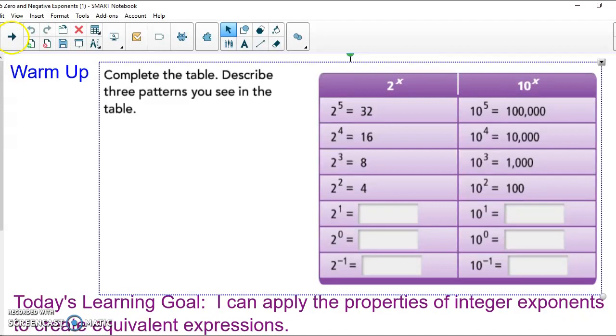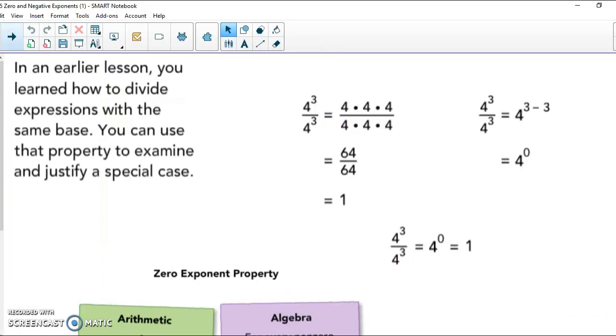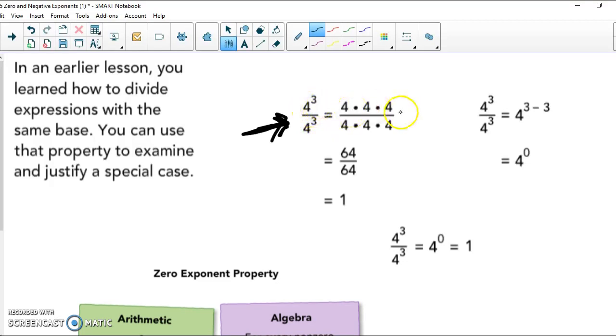We're going to skip over this warm-up and do that together in class. So let's review. In an earlier lesson, you had learned how to divide expressions with the same base, such as this, where we have a base of 4. We can use that same property to examine and justify a special case. So let's say, for example, we are looking at 4 cubed divided by 4 cubed. That means that 4 is a factor 3 times, so 4 times 4 times 4, and the same in my denominator. Well, I know that anytime my numerator and denominator are the same, that simplifies to one whole.